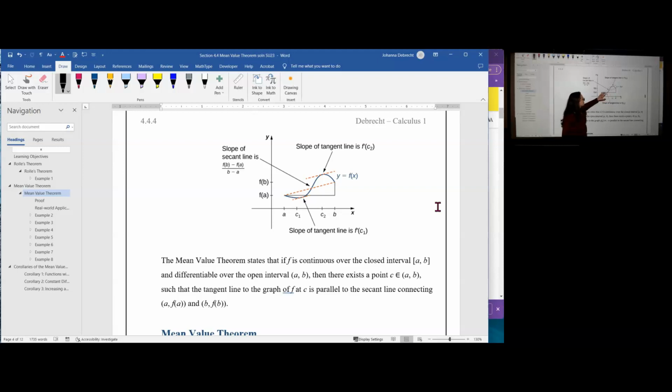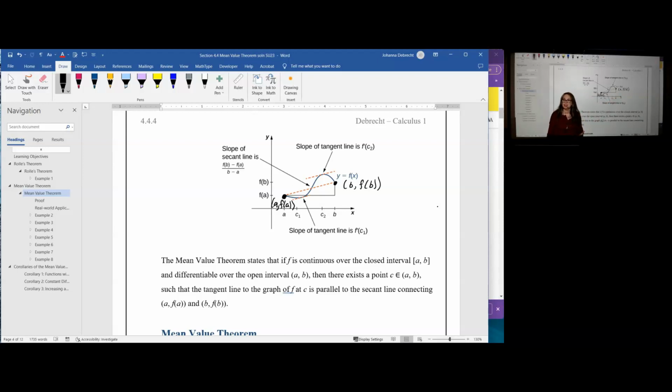In this picture here, you can see that we have a function in blue. This function is y equal f of x. We have the point a, f of a on the left, and we have the point b, f of b over here on the right. Notice that when we look at what connects these two, we have a secant line. This secant line has a slope. And there must be a point between a and b where the slope of the tangent line is equal to the slope of the secant line.